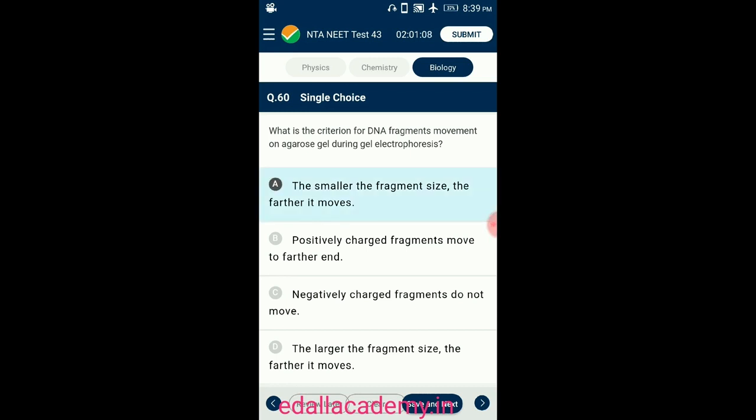The smaller the fragment size, the farther it moves. So the correct option is A.